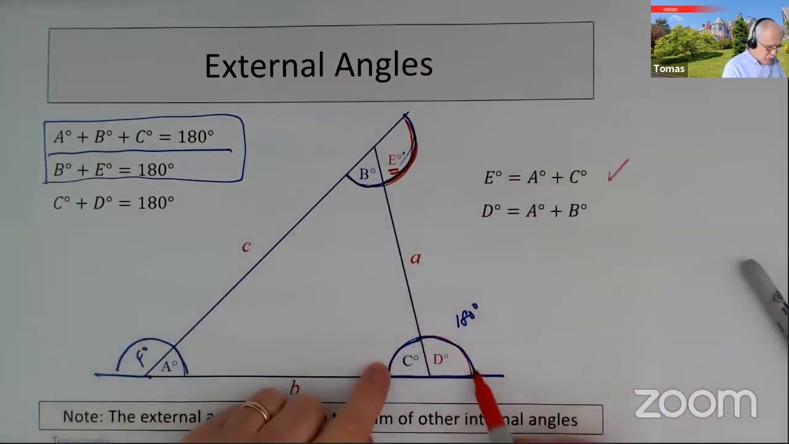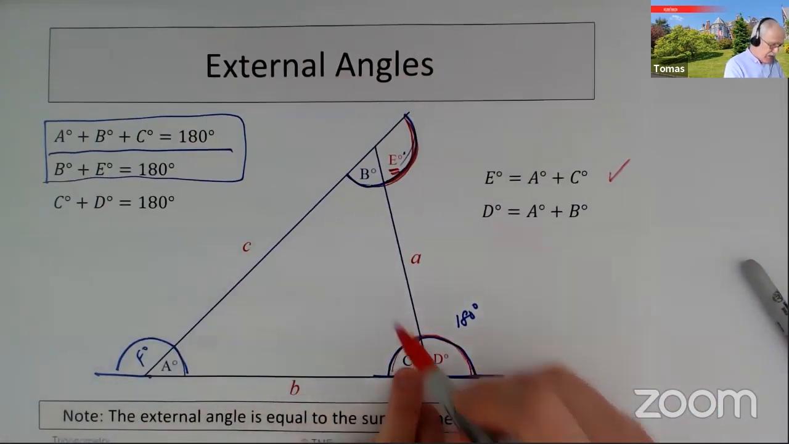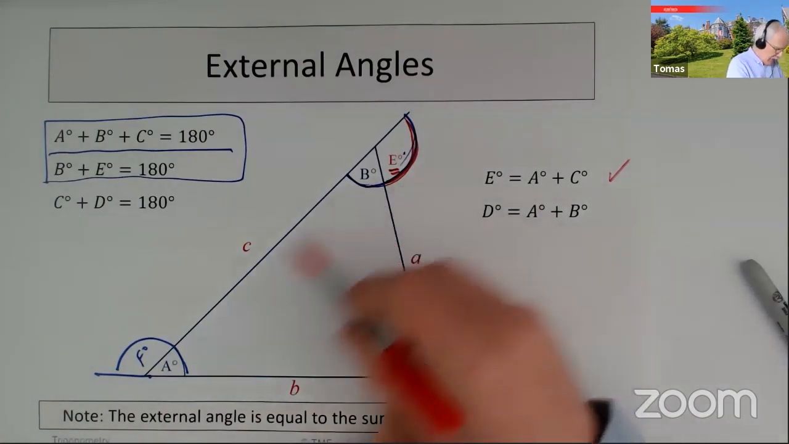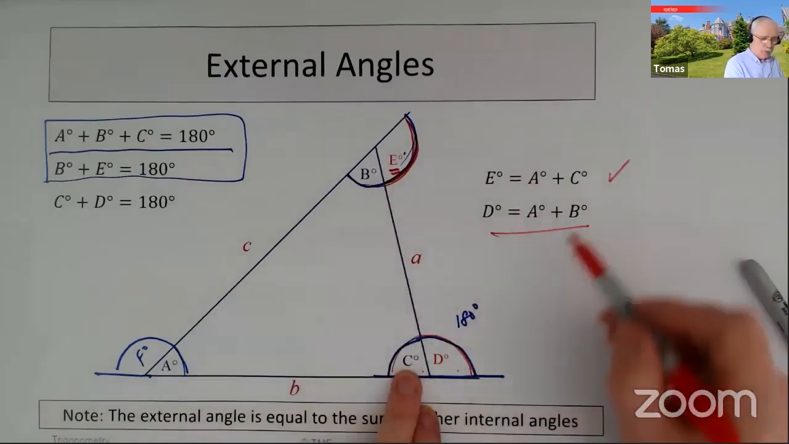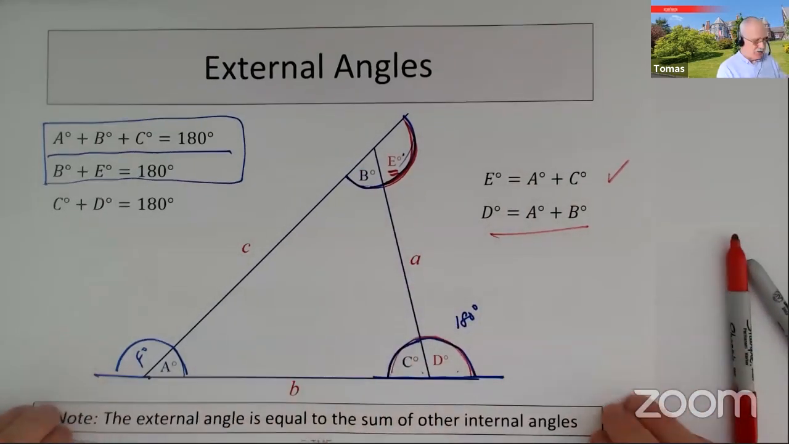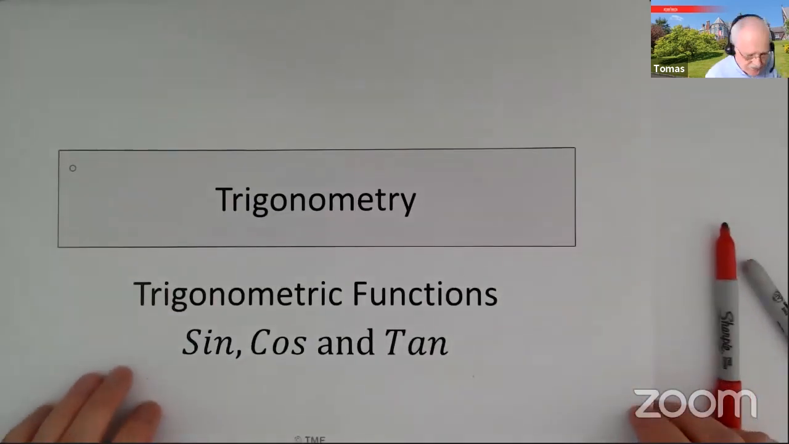Similarly, if we went for this one here, C and D is 180, but C and A and B is 180. C and D is 180, C and A and B is 180, so A and B must be equal to D. So the external angle must be the same as the two other internal angles. So that's that. That's the end of that topic.